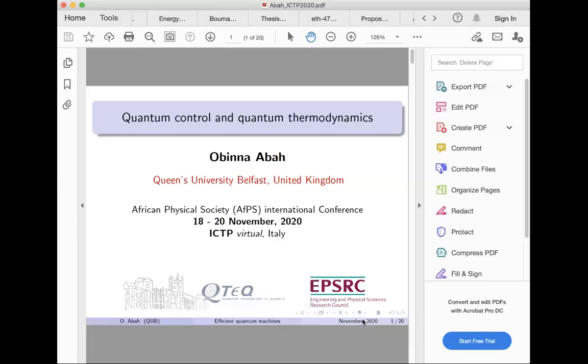You see the plots? But we are going to start with the first talk from Obinna ABAH from Queen's University, Belfast. And he's going to talk about quantum thermodynamics and quantum control. Obinna, you can please share your screen. And I will let you know 5 minutes before the end of your talk about the remaining time you have. So whenever you are ready, please start.